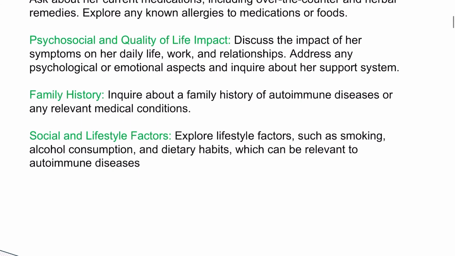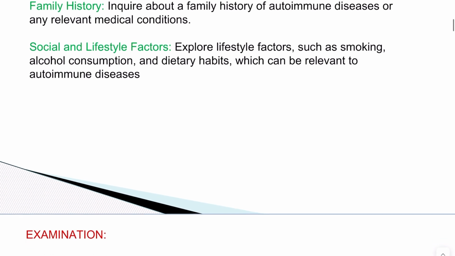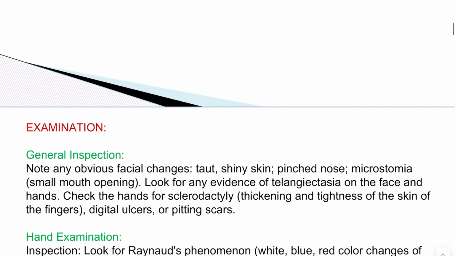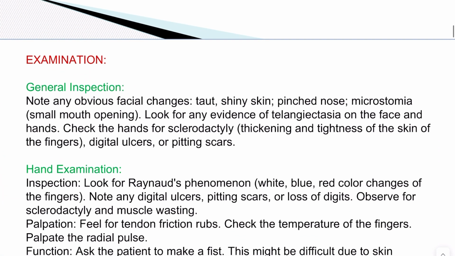And finally, social and lifestyle factors. So we're going to explore the lifestyle factors like smoking, alcohol consumption, and dietary habits, which can be relevant to autoimmune disease. So once you have gone through your history, you have some idea that you are dealing with some autoimmune condition, and most likely because of the skin tightening, the patient has systemic sclerosis.